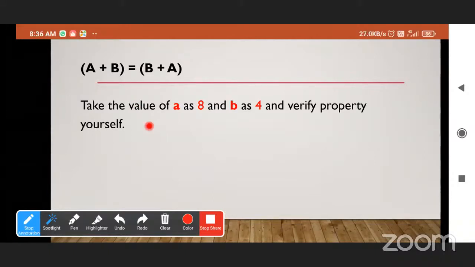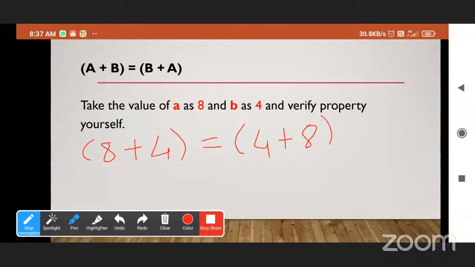Take the value of A as 8 and B as 4 and verify the property yourself. Okay, now we have to write A as 8 and B as 4. So here A is 8 and B is 4. So 8 plus 4 is equal to 4 plus 8. So 8 plus 4 is 12. And 4 plus 8 is 12. Okay, now we will verify the property. Okay, 12 is equal to 12.